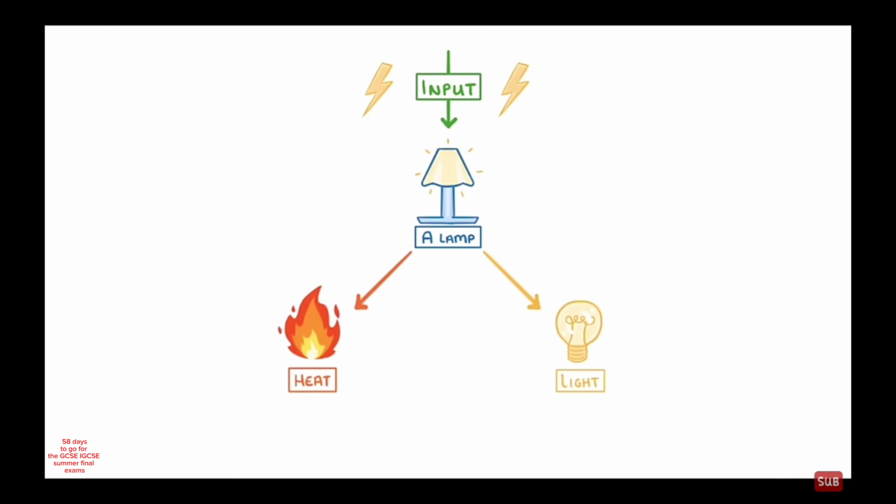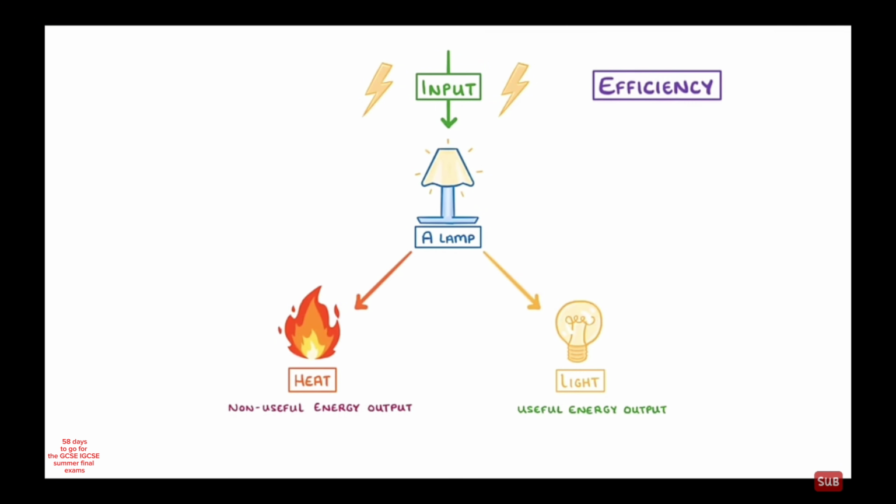Let's start by considering a lamp. Its input energy is going to be electrical energy, while its output will be split between light energy and heat energy. As the purpose of a lamp is to provide light, we consider the light energy as useful energy output, whereas the heat energy can be classed as wasted energy, or non-useful energy output.